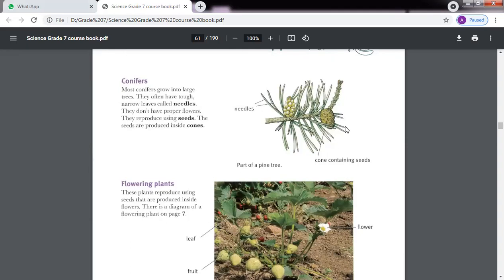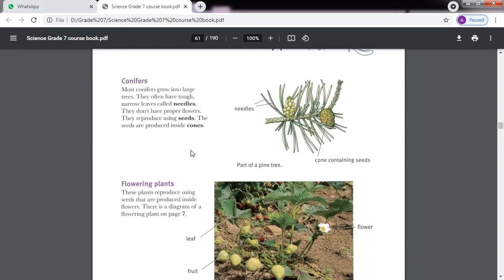Conifers mostly grow into large, tall trees, and they have tough, narrow leaves called needles. Like this. Look, these are not leaves like other plants, they look like needles. And they also don't have proper flowers, and they reproduce using seeds. And this cone has seeds inside, and these seeds reproduce into new plants. They help for reproduction.